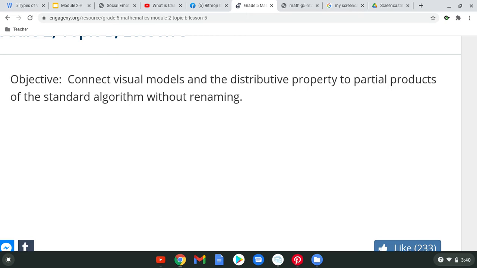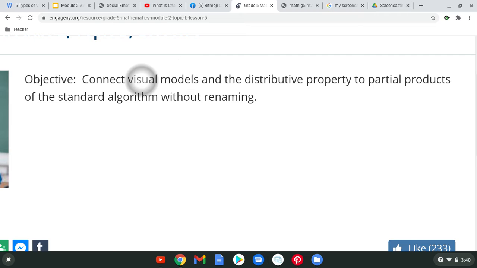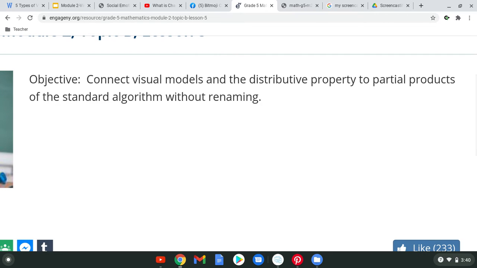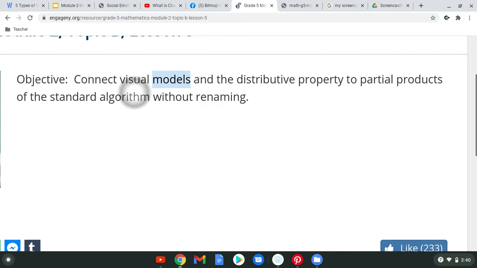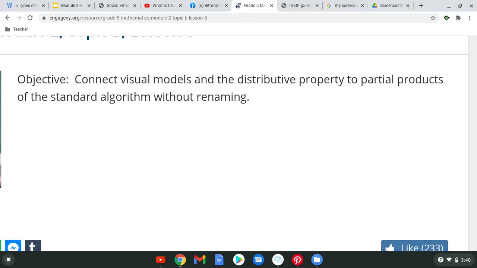Our objective today is to connect visual models and the distributive property to partial products of the standard algorithm without renaming. What it means is it wants us to focus on creating a visual model to represent the algorithm. So first we're going to create visual models, to show how we could do it using mental math.